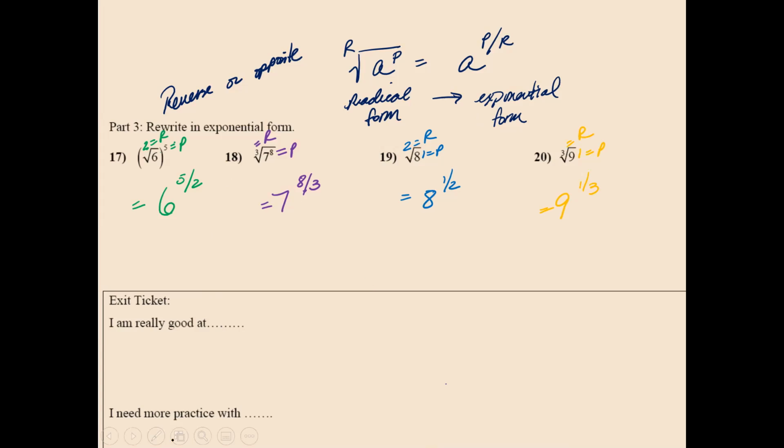Okay, so now that we've done this, I want you guys to go ahead and do the reflection of the exit ticket. When it comes to writing things from radical forms to exponential form, what are you really good at? And then what do you feel like you need more practice with? So pause the video and answer those 2 questions.